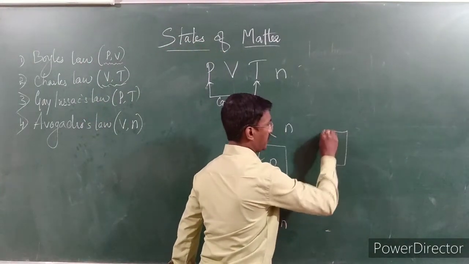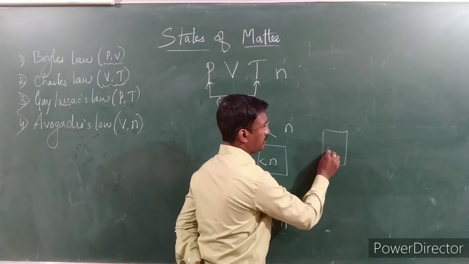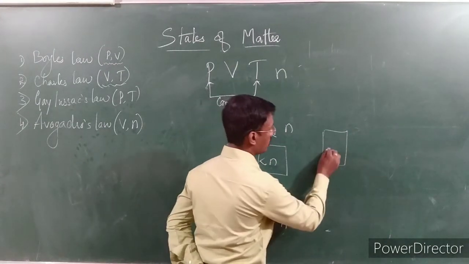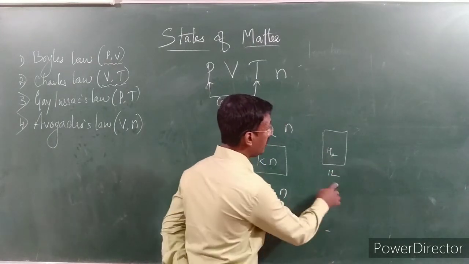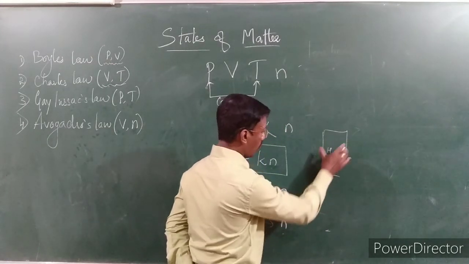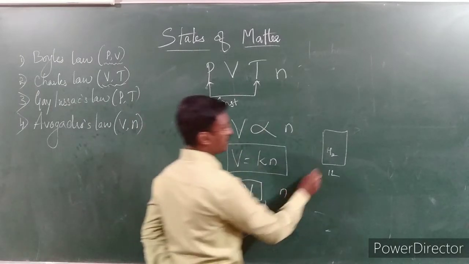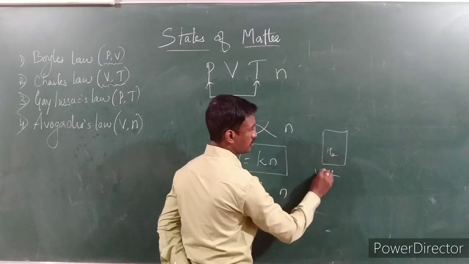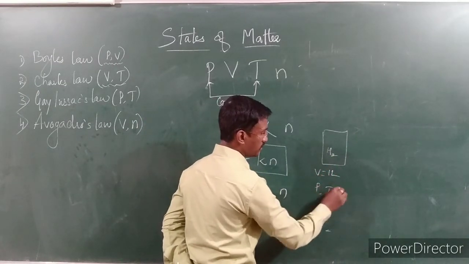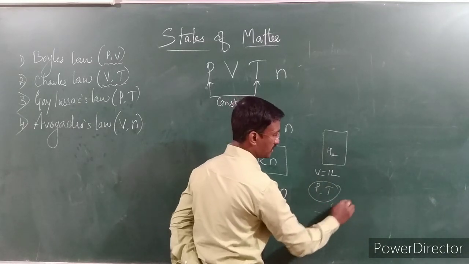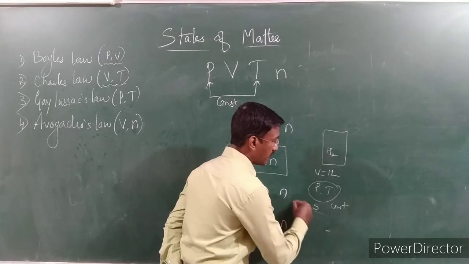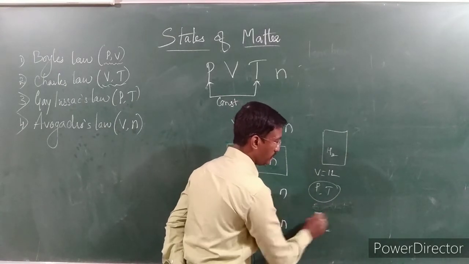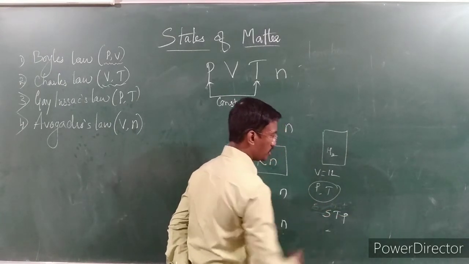Think that it is a container. This container contains gaseous molecules, say hydrogen. I have taken 1 liter of the compound. This is the volume, 1 liter, or we can take anything. The volume is 1 liter, and pressure and temperature are constant. Constant here means we are taking the standard constant values, STP, standard temperature and pressure.